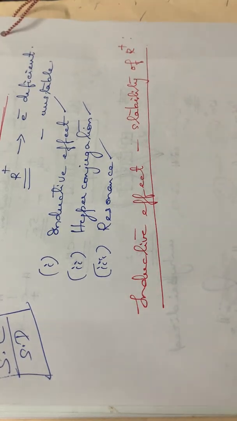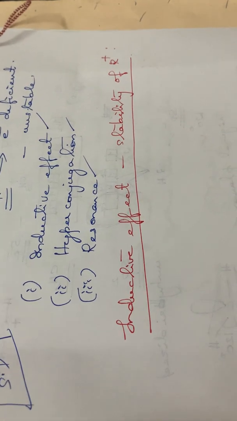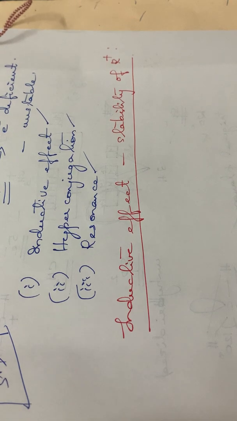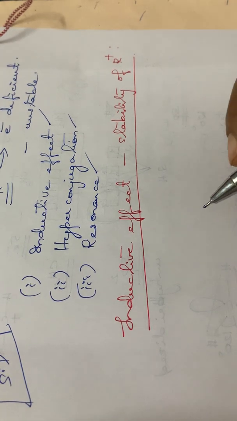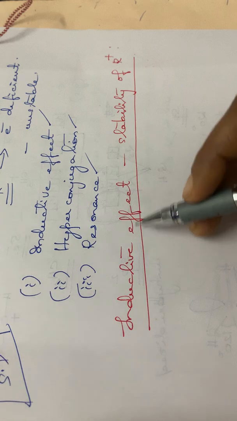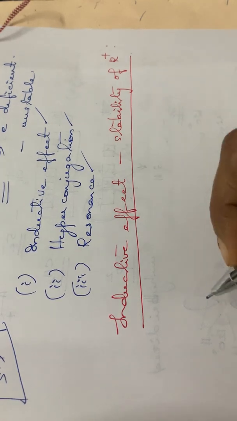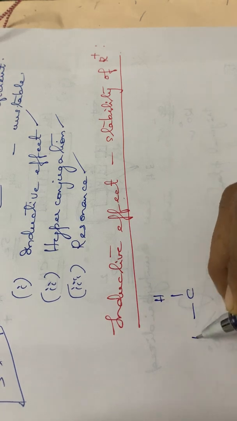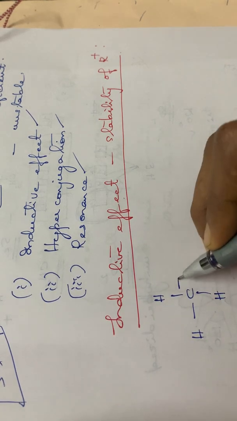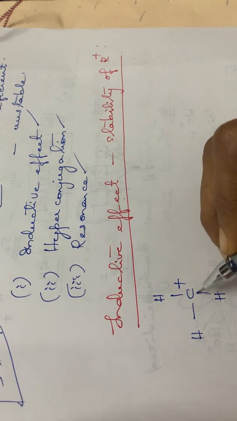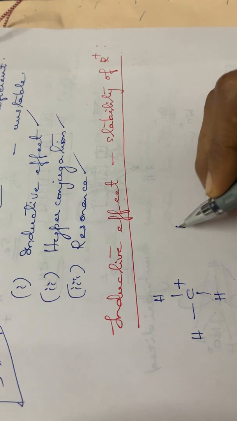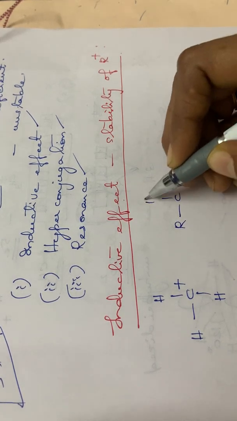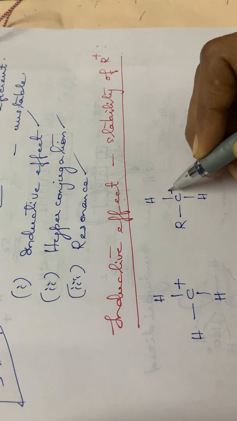Stability in terms of inductive effect. Okay, so this stability of these carbocations we can explain in terms of inductive effect. First of all, you have to consider all these species. First of all, I am writing CH3+, that is methyl carbocation. Then I am writing ethyl carbocation, RCH2+.